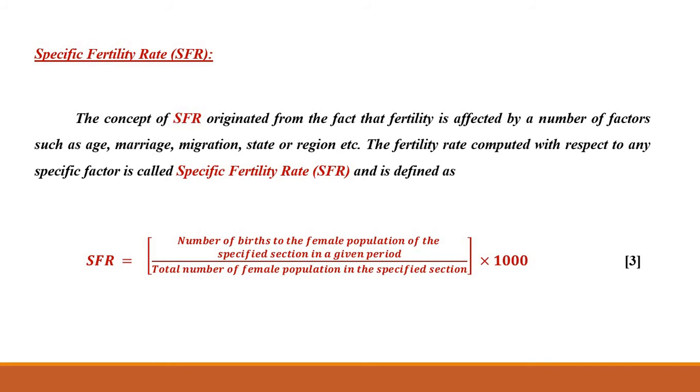Our next fertility rate is the specific fertility rate, SFR. The concept of SFR originated from the fact that fertility is affected by a number of factors such as age, marriage, migration, state or region, etc. So the fertility rate computed with respect to any specific factor is called the specific fertility rate, SFR, and is defined as the ratio of the number of births to the female population of the specified section in a given period, and the total number of female population in the specified section, into 1000.